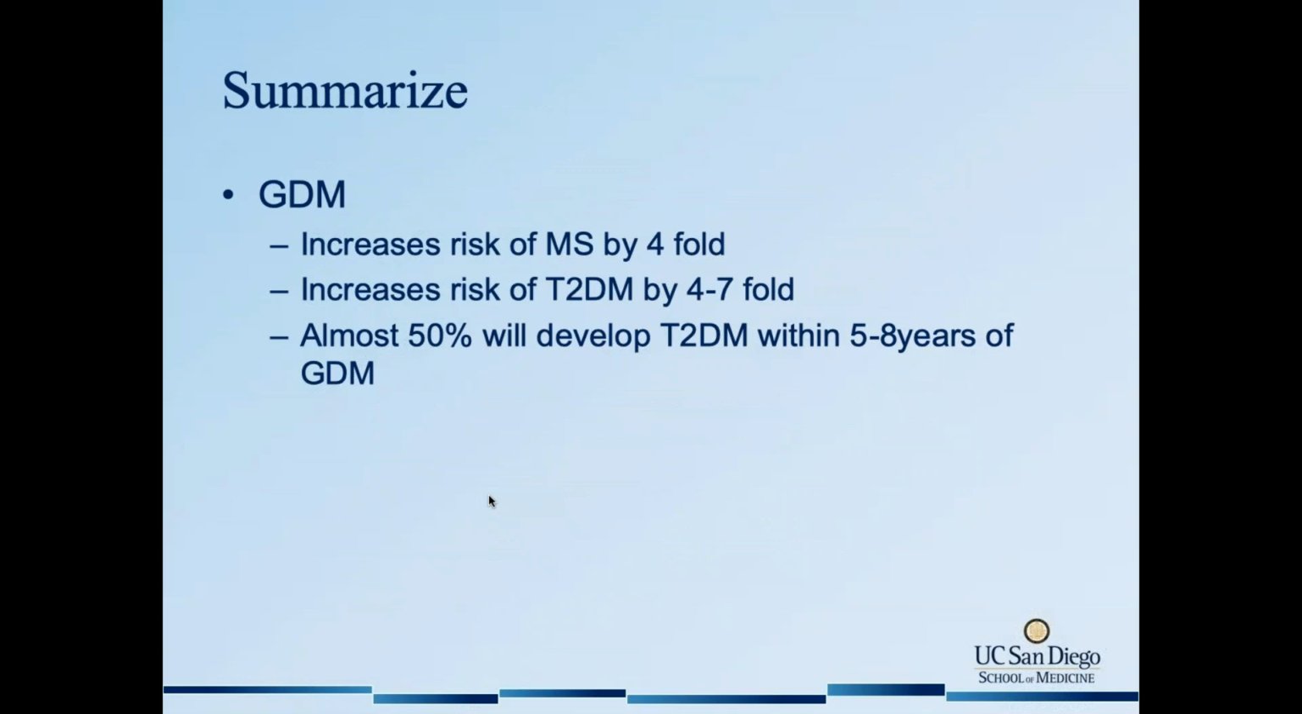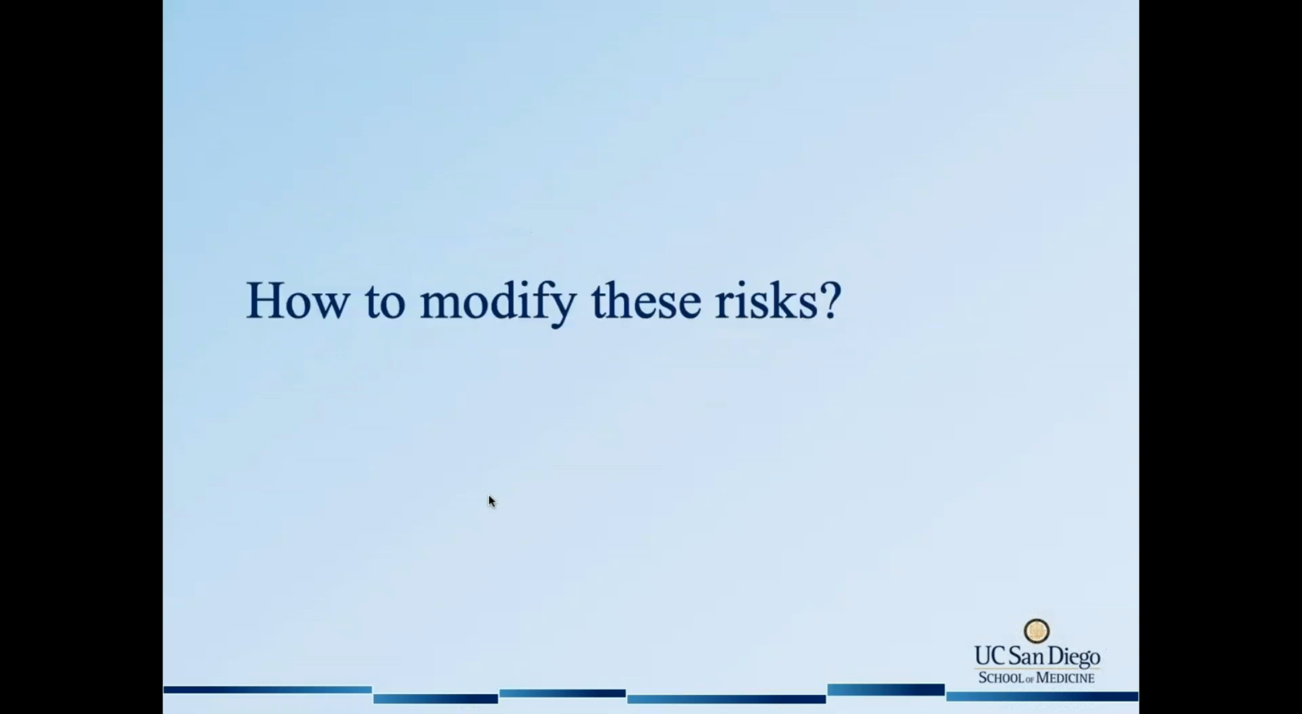So to summarize, we know that gestational diabetes increases the risk of metabolic syndrome fourfold. It increases the risk of development of type 2 diabetes by 4 to 7-fold, and almost 50% will develop type 2 diabetes within 5 to 8 years after delivery of a pregnancy complicated by gestational diabetes. So these are staggering numbers. So how do we modify these risks?